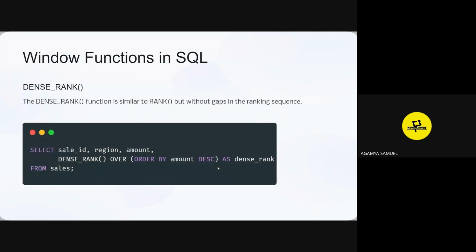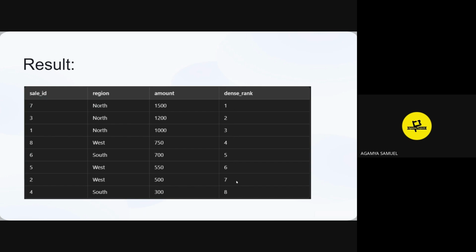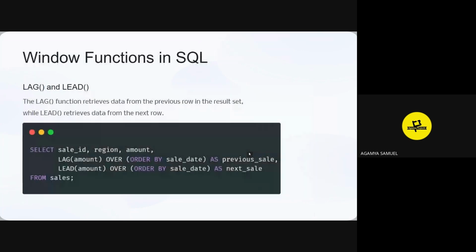So the next one is the dense rank function. The dense rank function is very similar to the rank function, but it does not leave any gap in the sequence. The syntax is basically the same, only instead of rank we are using dense rank here, and we are ordering by amount in descending order. So yeah, you can see it behaves the same as the rank function, but it leaves no gap.